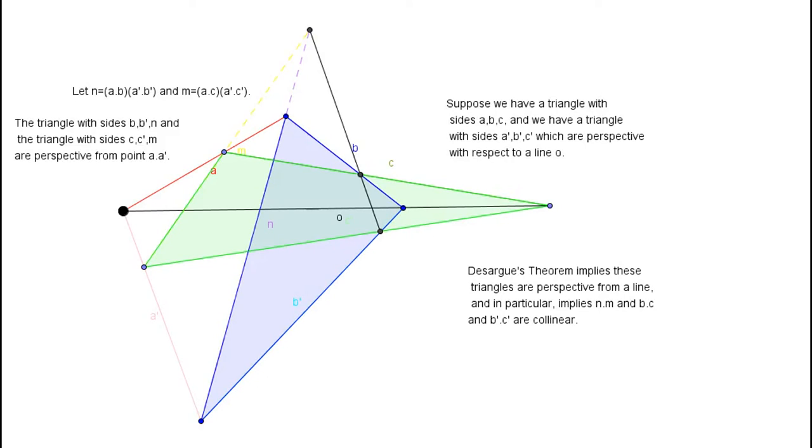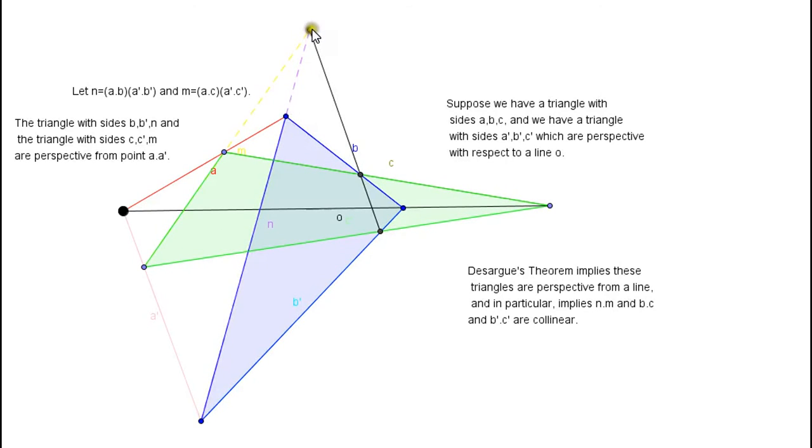because if we have a look at this point here at the top, this is the point where N meets M. And now, from the definition of N and M, you can see that this line has to pass through the vertex AC of our first triangle and the vertex A dash C dash of our second triangle.